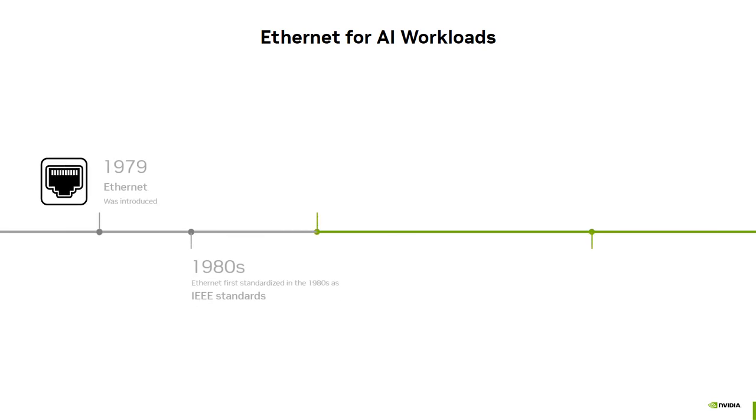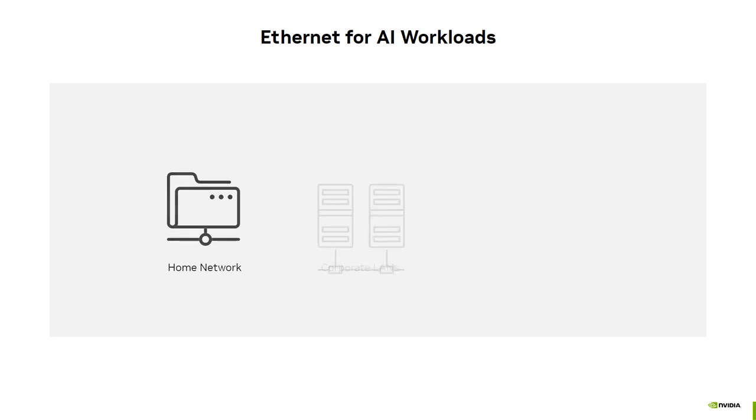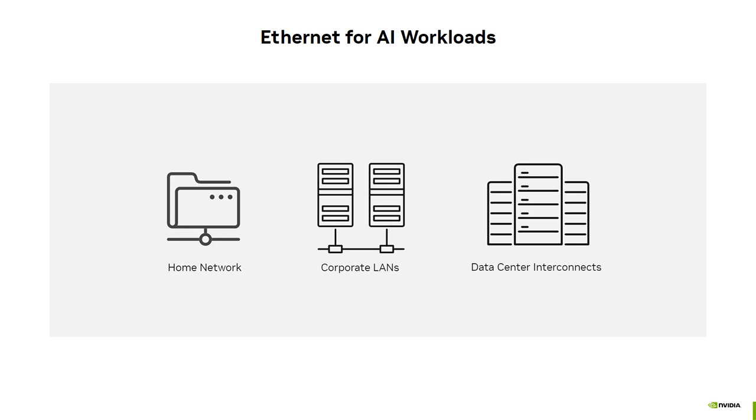Ethernet's original 10 megabits per second throughput increased to 100 megabits per second in the mid-1990s and currently supports up to 400 gigabits per second. Ethernet is designed to suit the needs of a broad range of applications, ranging from home networks to corporate LANs to data center interconnects. Naturally, each type of application has unique requirements and protocols it must support.